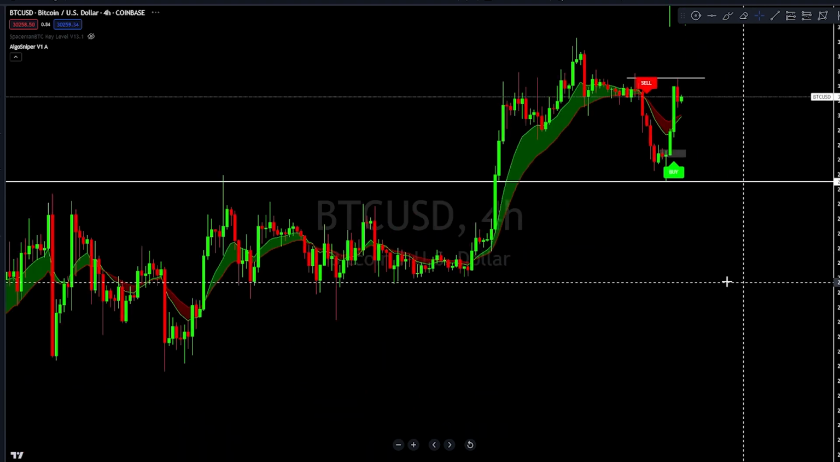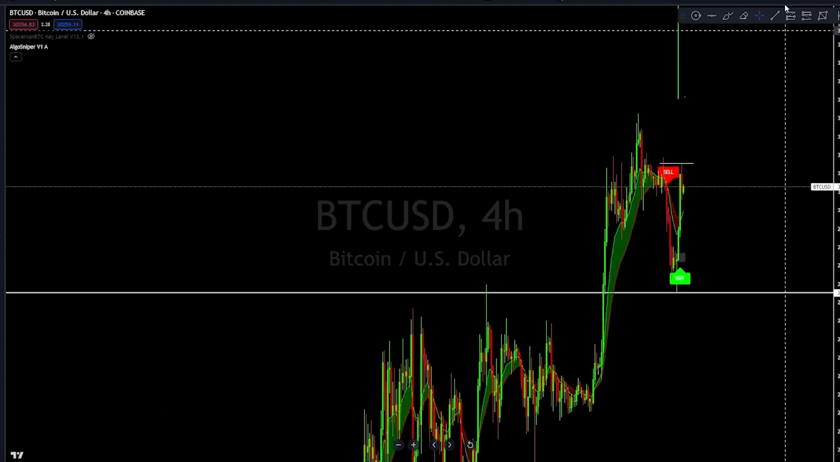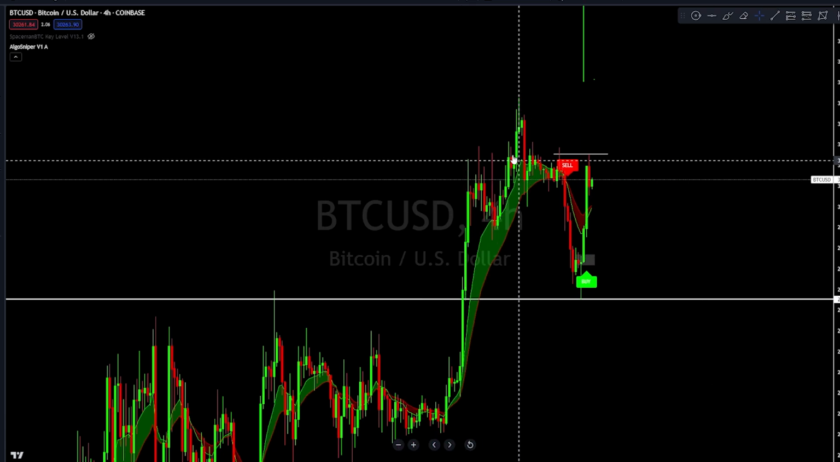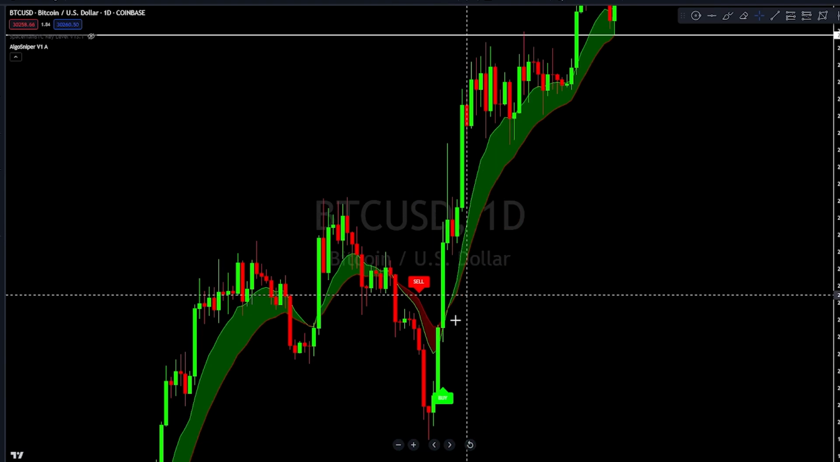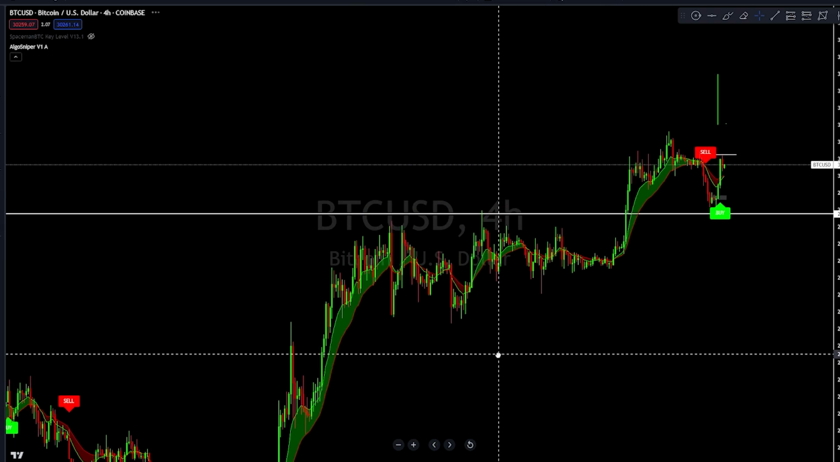So if we understand that we're in a strong uptrend on the 4-hour time frame, we want to necessarily be trading more longs. So whatever's on the daily time frame and the 4-hour time frame, the band is green. We want to be looking for longs. We want to be buying the dips, especially on the 4-hour.